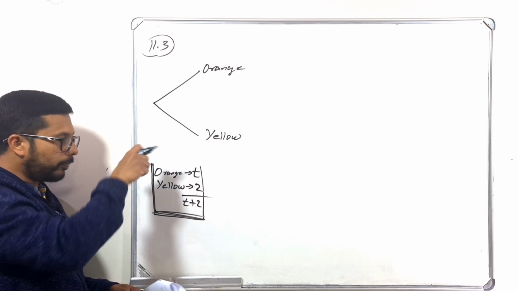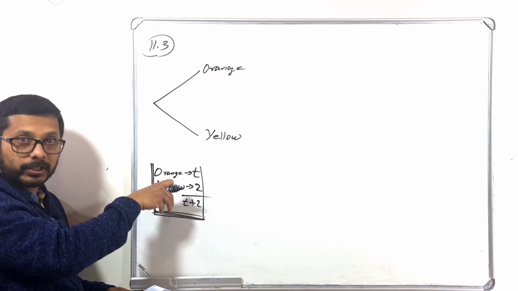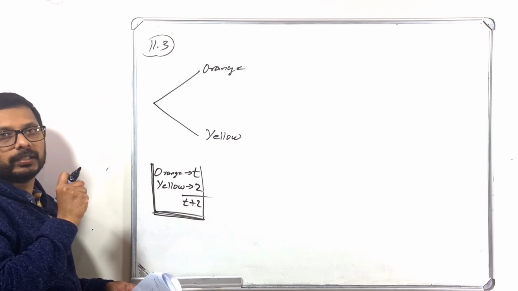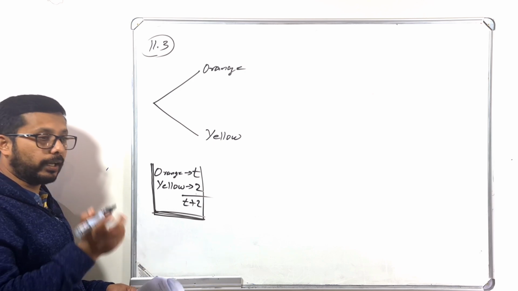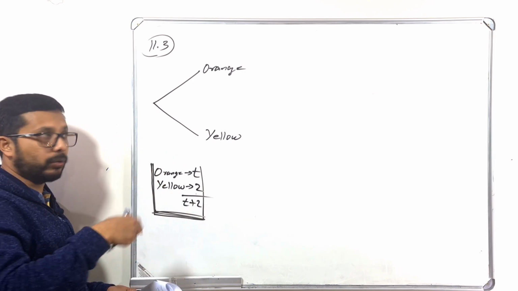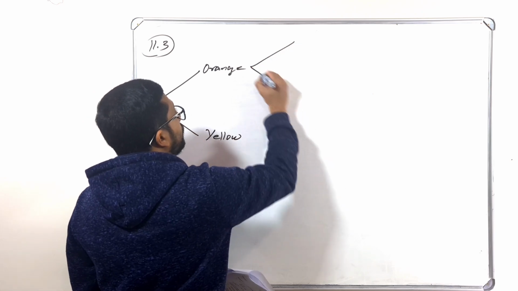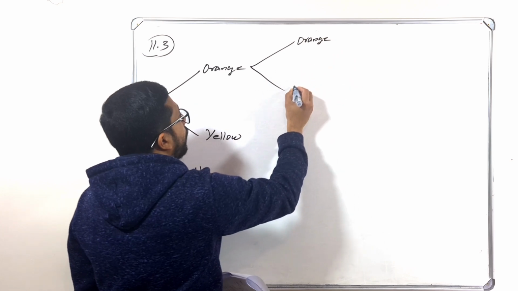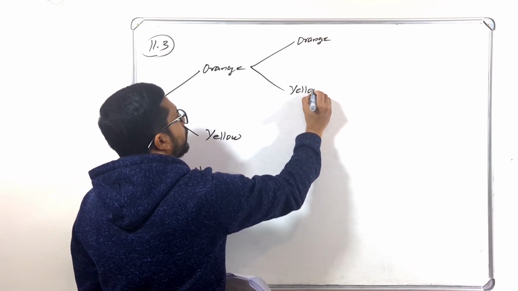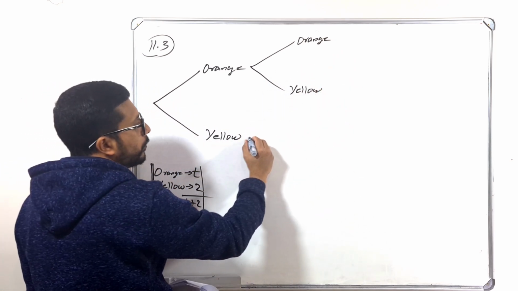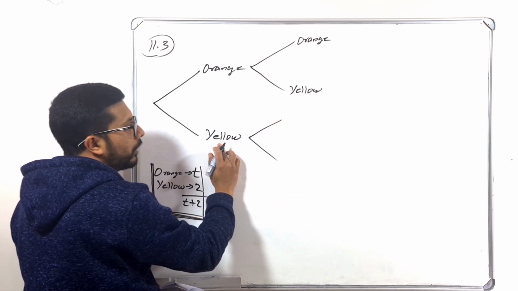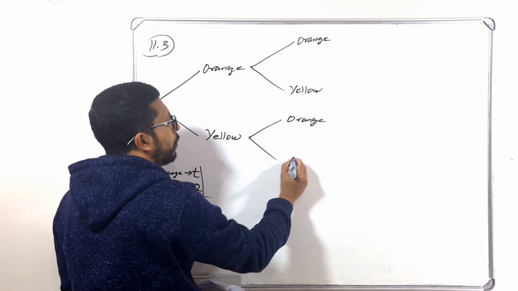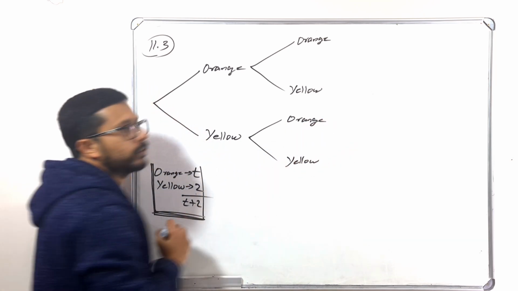Then the second time I put it back. Don't forget that one, I put that ball back. Second time also when I take, I also have 2 options, either an orange or a yellow. Here also, assume that the first time I got a yellow ball. Second time also I have 2 options, either an orange ball or a yellow ball.